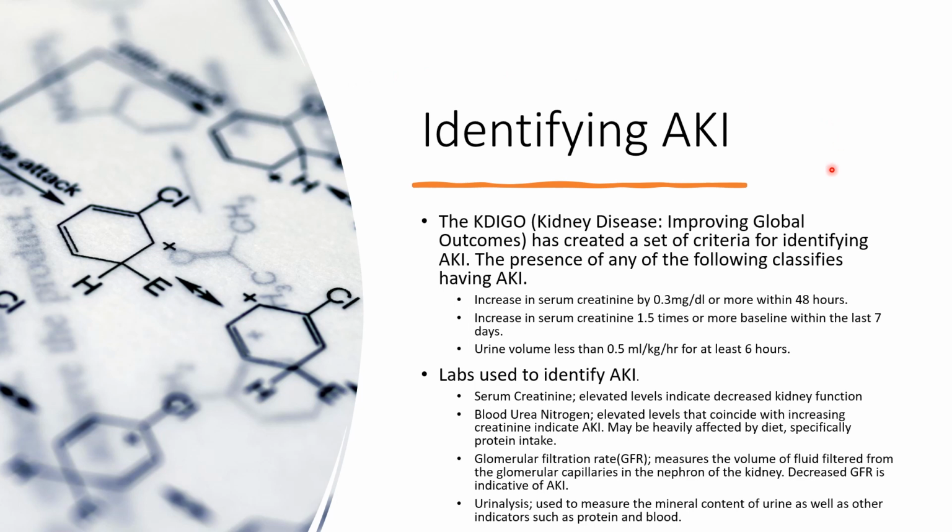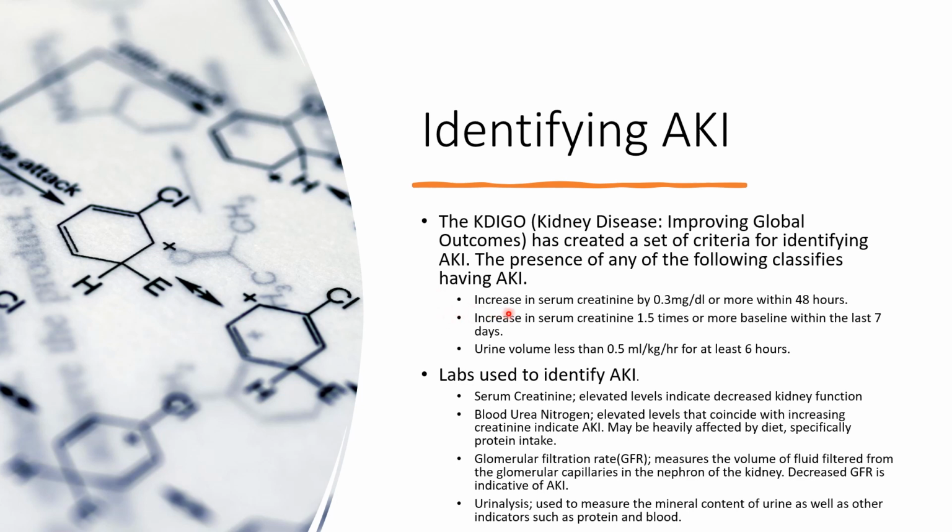So now we're on to identifying AKI. So the KDIGO, or Kidney Disease Improving Global Outcomes, has created a set of criteria for identifying AKI. So the presence of any of the following classifies as AKI. So that's just one of these, not all of them. And this is just a little bit more specific than that 50% increase over base.